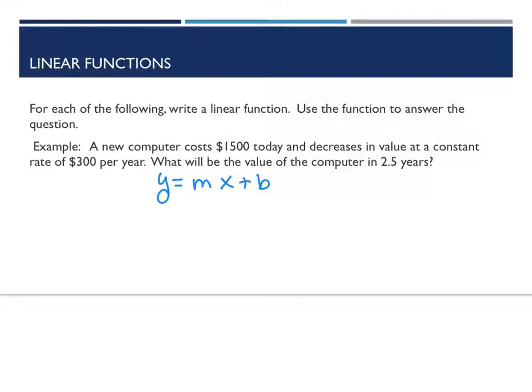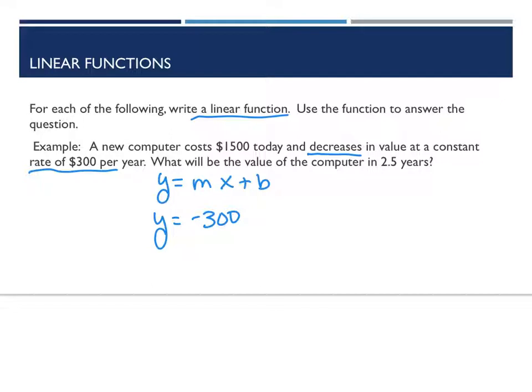So I read the problem. A new computer costs $1,500 today and decreases in value at a constant rate of $300 per year. That's the part I use to write my linear function. One of those is telling me a rate of change. First of all, it's telling me my change is negative. If something is decreasing, that's negative. So if I'm decreasing at a rate of $300 per year, my rate of change is negative 300.